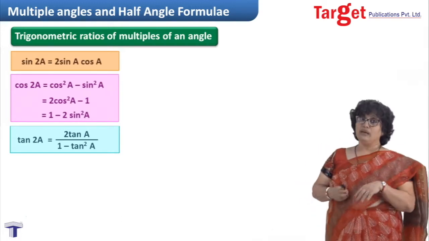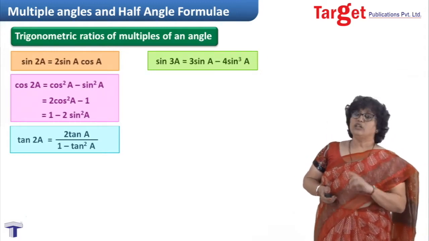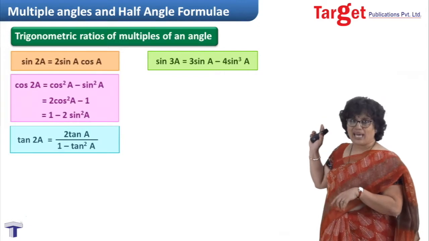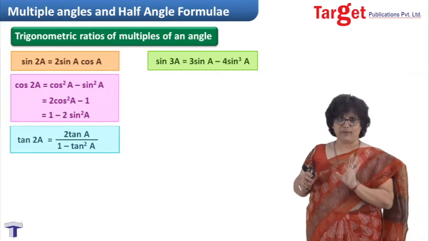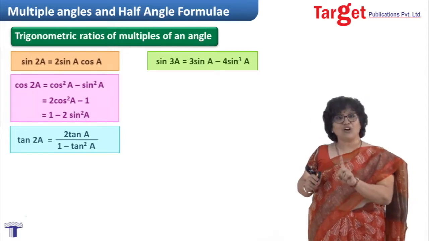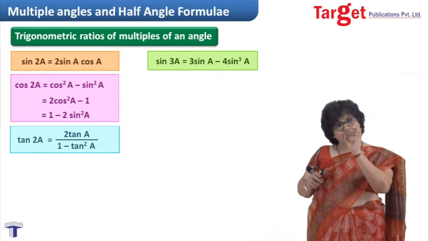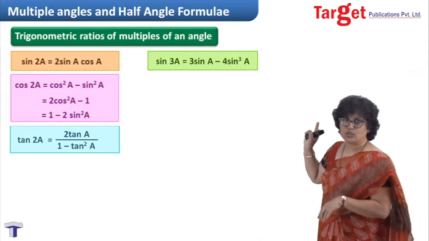Now next would be of 3A. Sine 3A, cos 3A and tan 3A. Now mind you please, sine 3A, though I have written straight away 3 sine A minus 4 sine cube A, you will have to take paper pencil. Write in place of B 2A. Use formula of sine A plus B. Simplify, within 2 or 3 steps, you will arrive at 3 sine A minus 4 sine cube A.